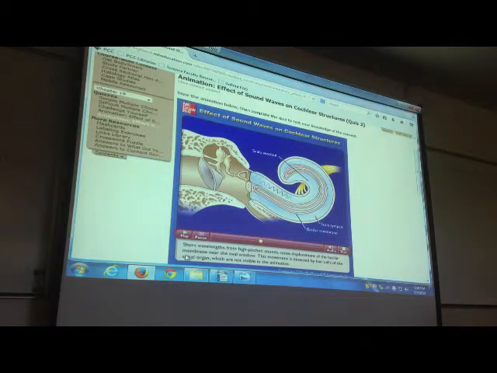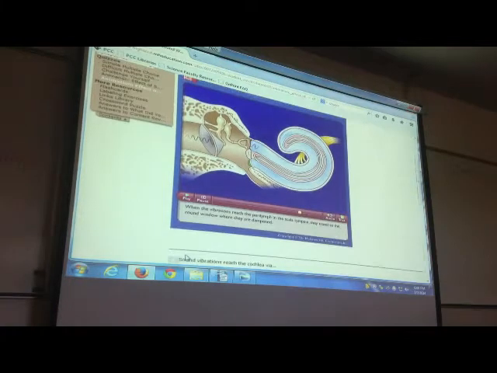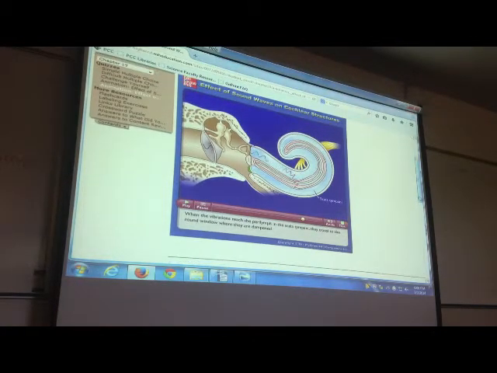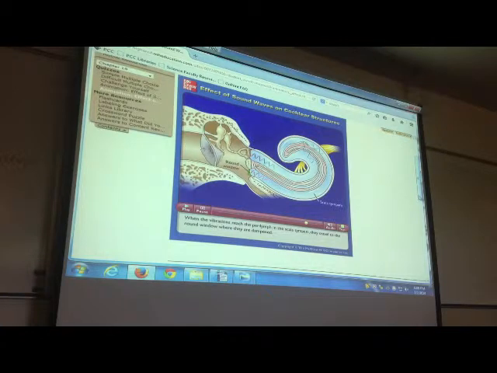Short wavelengths from high-pitched sounds cause displacement of the basilar membrane near the oval window. This movement is detected by hair cells of the spiral organ, which are not visible in the animation. Of course not. Long wavelengths from low-pitched sounds cause displacement of the basilar membrane far from the oval window. Again, this movement is detected by hair cells of the spiral organ, which are not visible in the animation. What's the point of this? When the vibrations reach the perilymph in the scala tympani, they travel to the round window where they are dampened.